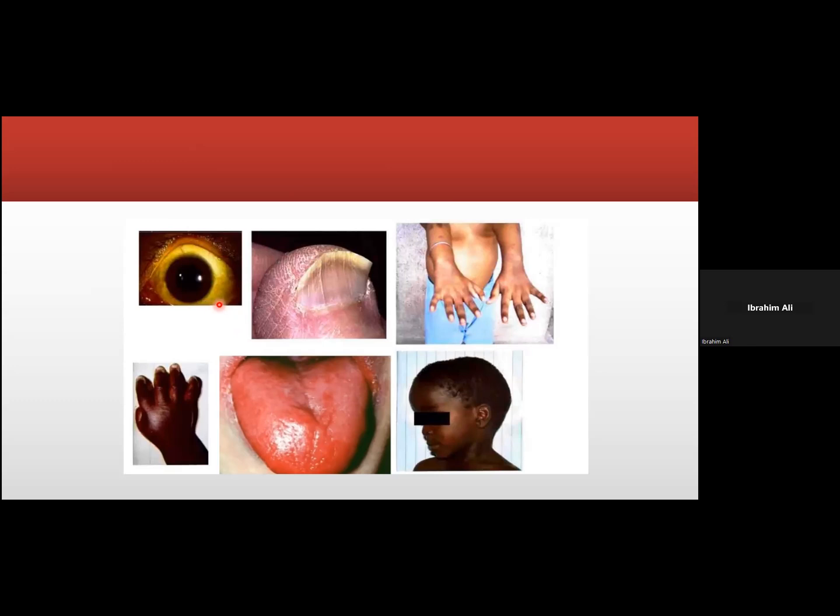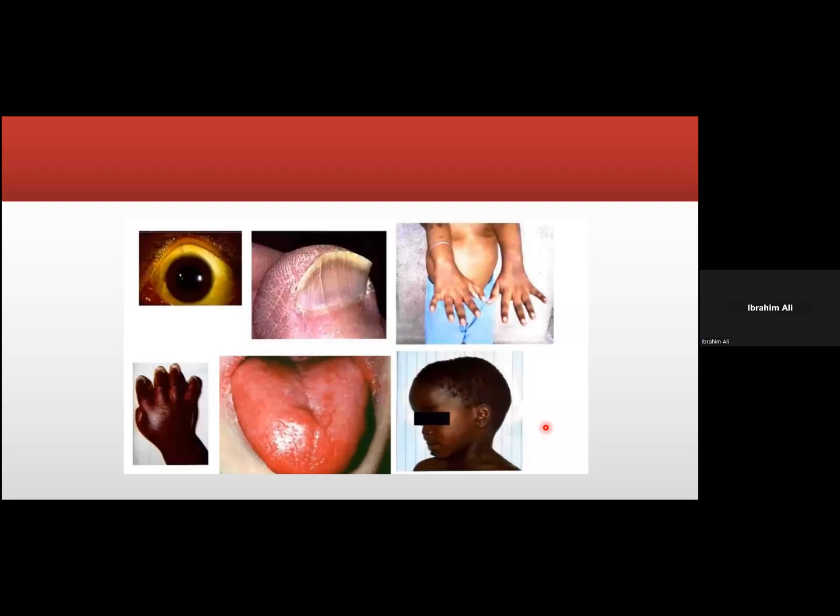Okay, the next after this, the nail, this koilonychia, the one I've just shown you, this is for iron deficiency anemia. And then we have dactylitis there, the hand that is inflamed. And we have this, this is for sickle cell, the red beefy tongue for B12 deficiency. And scleral icterus is this one now.